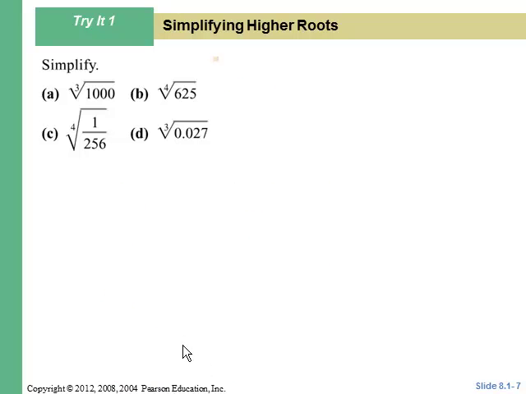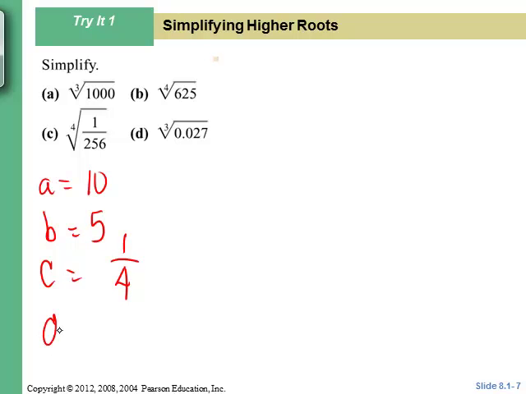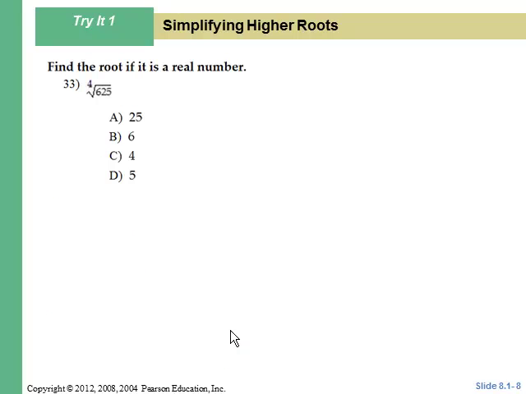Okay, so for this one, simplify these. The first one, A, is 10, B is 5, C is 1 over 4, and then D, that's the cube root of 27 over 1,000, which would be 3/10. Find this one. Fourth root of 625 is 5.